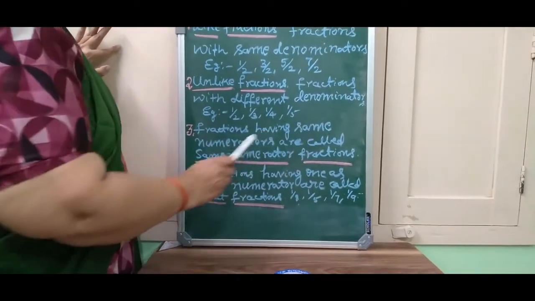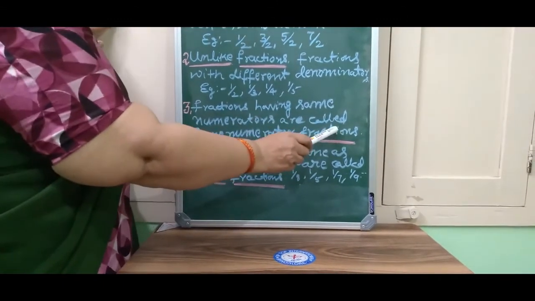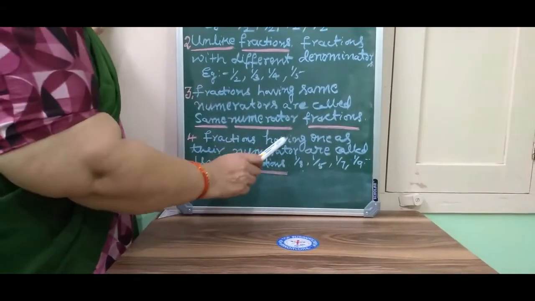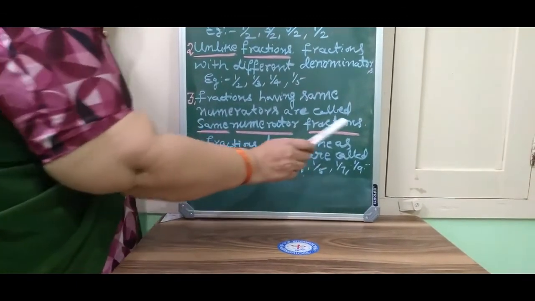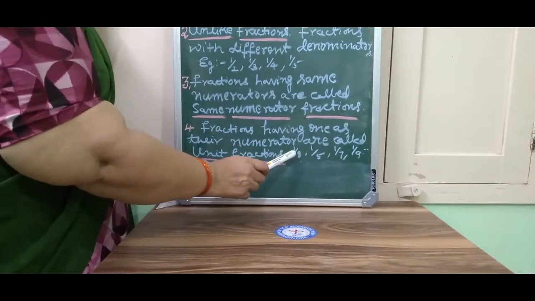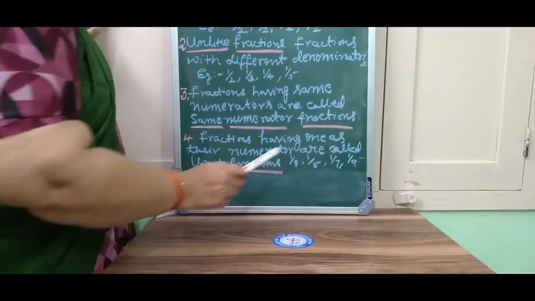Fractions having same numerators are called same numerator fractions. And fractions having 1 as their numerator are called the unit fractions. 1 by 8, 1 by 5, 1 by 7, 1 by 9.